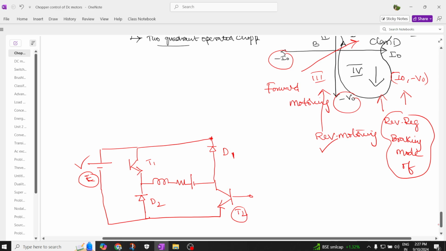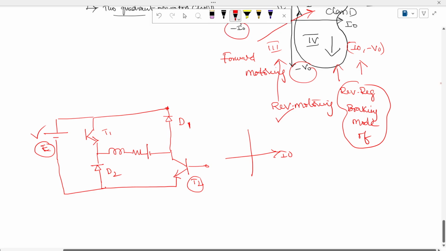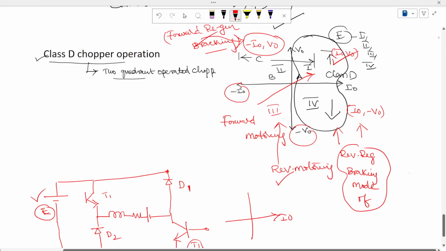Now in the first case, as I already told, we need to operate in only two quadrants. That is, we need to operate in the first quadrant as plus I naught, V naught, and in the fourth quadrant as I naught, minus V naught. So in first and fourth only it has to operate. Let us try to experience this.